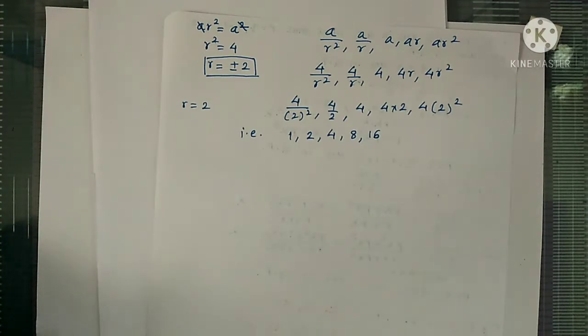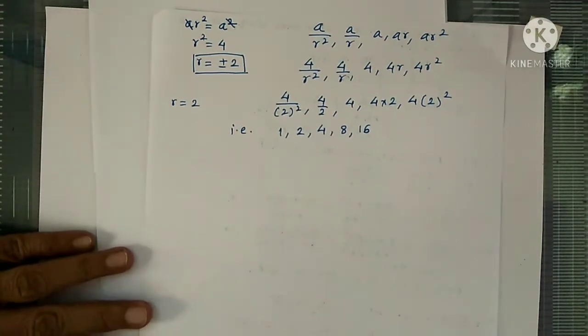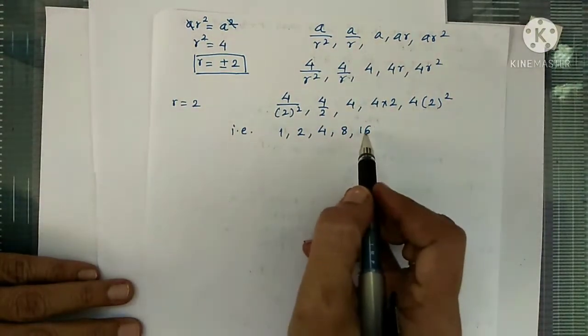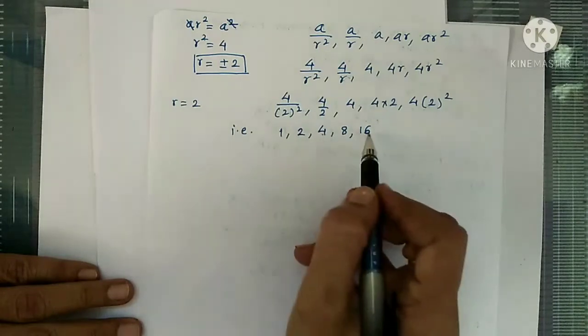You can verify whether this answer is correct or not. You can find the product. The product is 1024 and you can see here that the fifth term is the square of the third term.